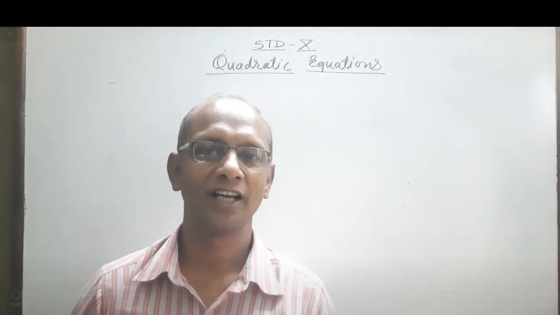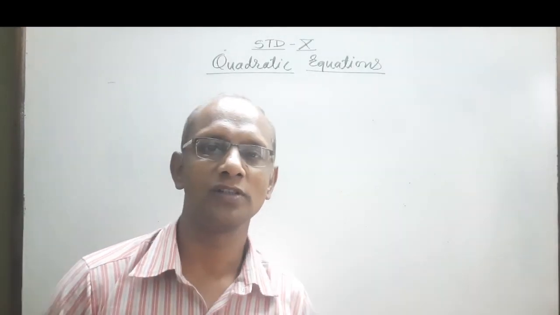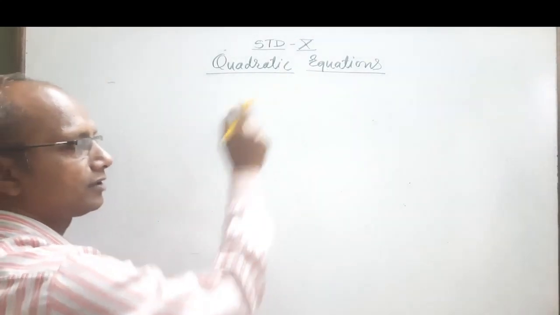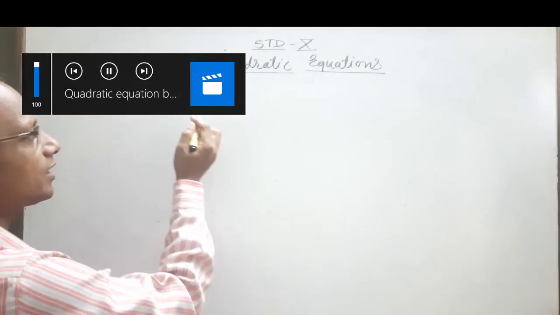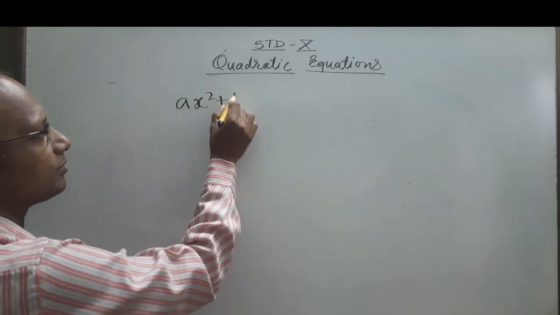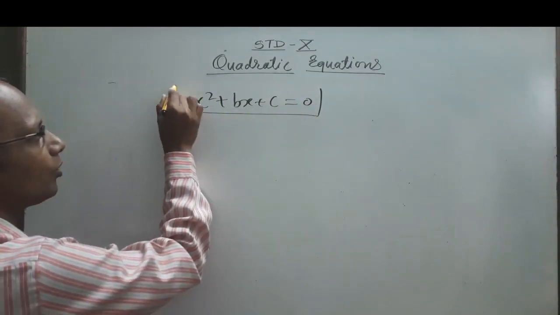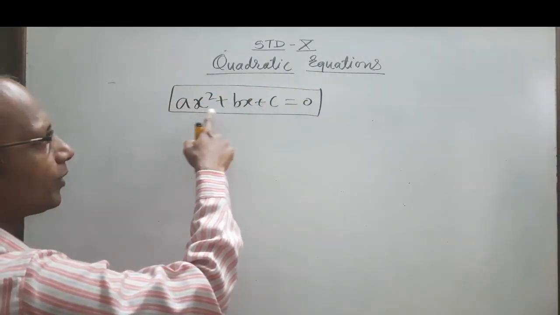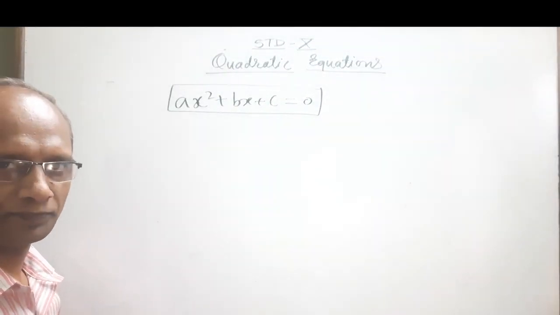Hi friends, now let us see the quadratic equation by using the formula method. To solve the quadratic equation by the formula method, what do we have to do? Let us write the standard form of the quadratic equation. ax square plus bx plus c is equal to 0 is the standard form or general form of the quadratic equation. To find the roots of this quadratic equation, we have seen the factorization method.